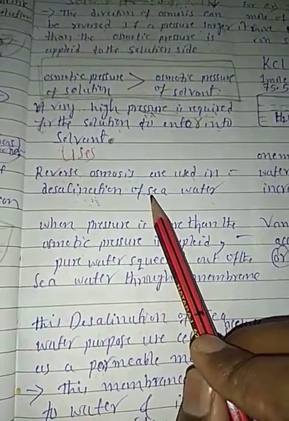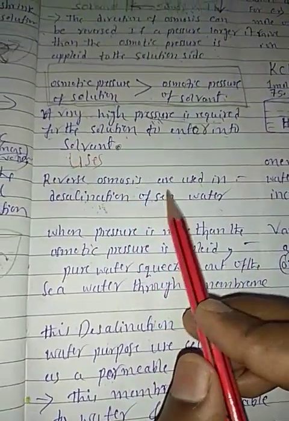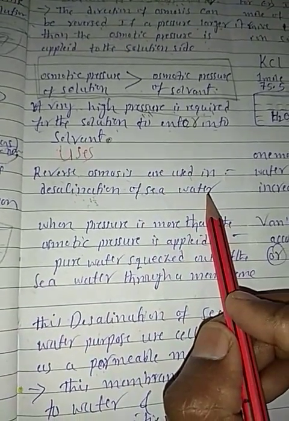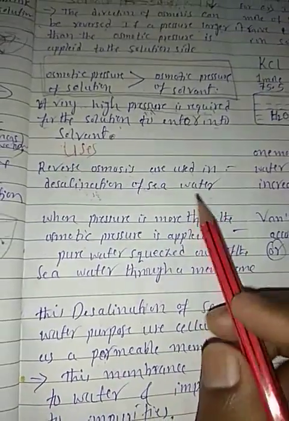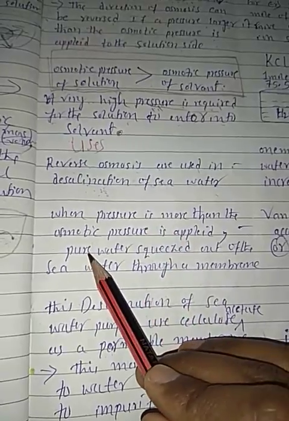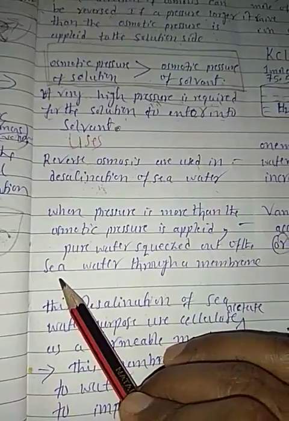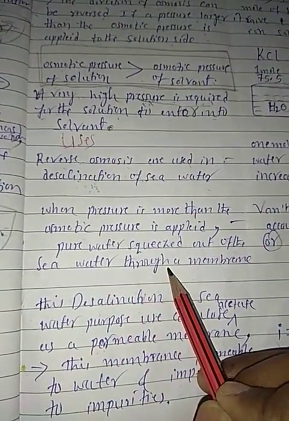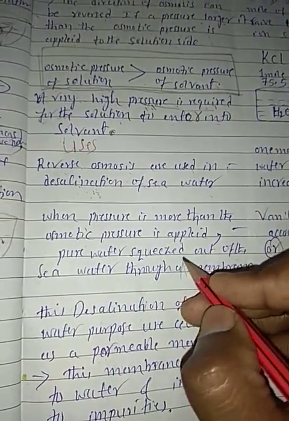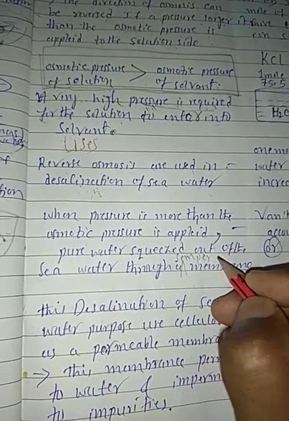Through the desalination process, seawater is purified and turns into fresh water. Students, they use it for drinking purposes. When pressure more than the osmotic pressure is applied, pure water is squeezed out of the seawater through a semi-permeable membrane.